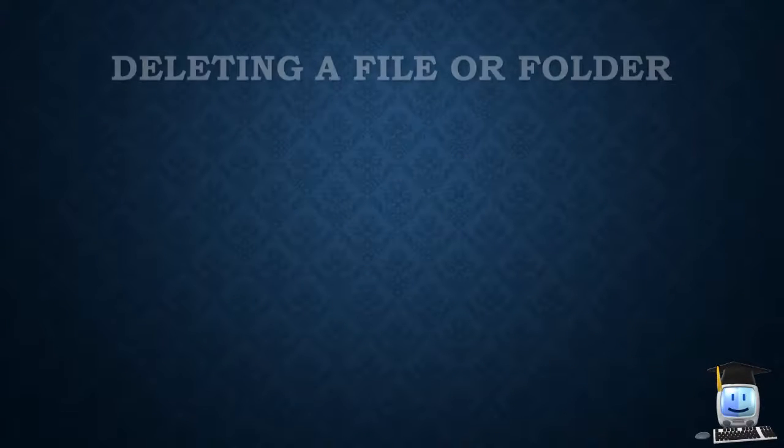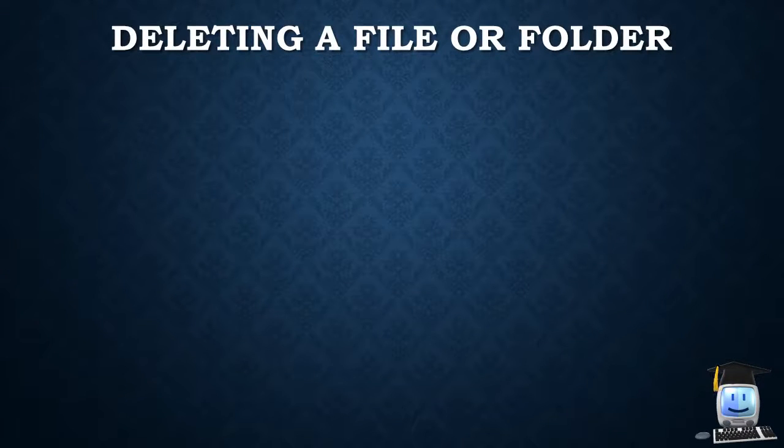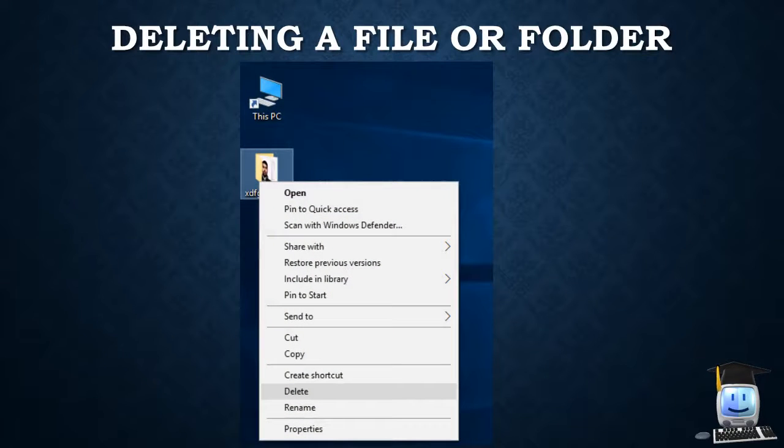Next is deleting a file or folder. Deleting means removing the file or folder from the computer. You can delete the file or folder by right clicking on the selected icon and selecting the Delete option. This will move your file or folder to the Recycle Bin. You can also delete a file or folder by selecting it and simply pressing the Delete key on the keyboard.